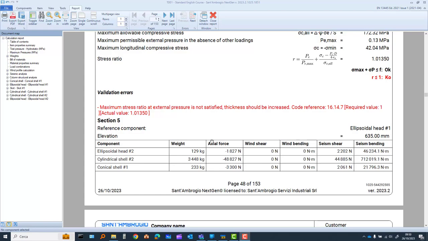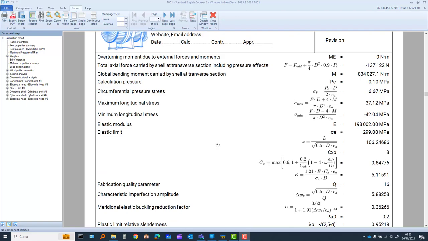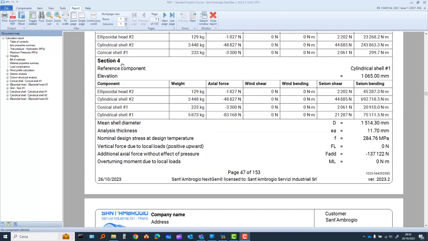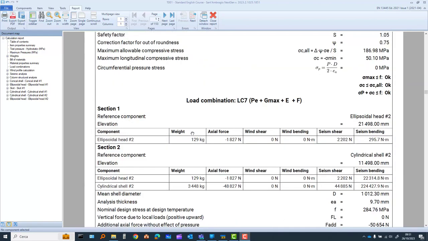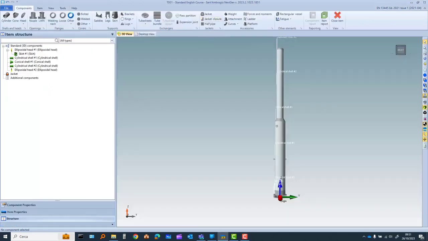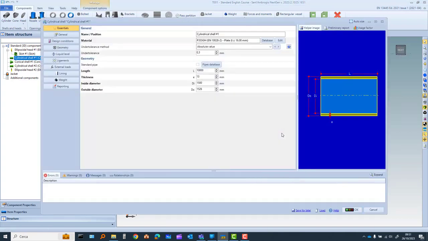First of all, of course, we must understand which is the interested section. We go up a little bit, and section is section 4. That means the connection between the conical shell and the lower cylindrical shell. We have also to check what is the loading case where we have got this problem. The loading combination is LC7, which is external pressure plus weight plus earthquake plus local loads that in our case do not exist. We close the report and we go here to increase the thickness of the lower cylindrical shell. Instead of using 13, we use 14.